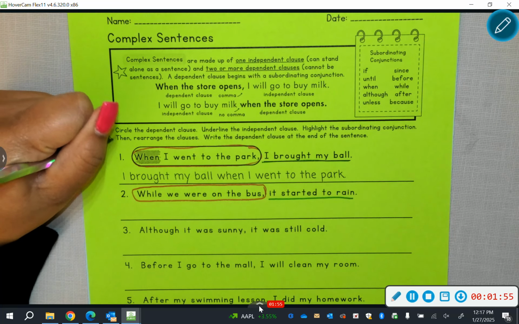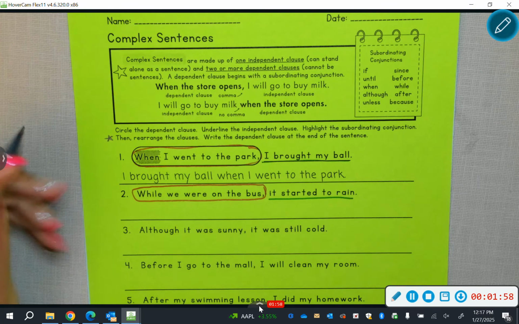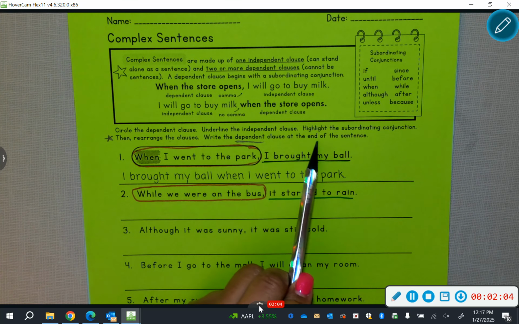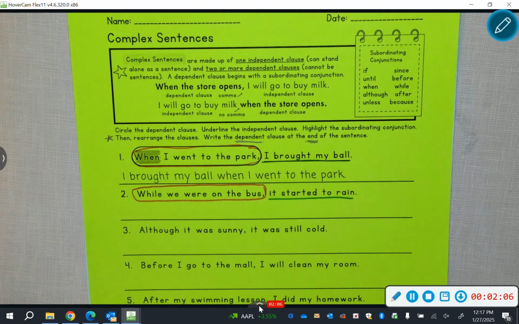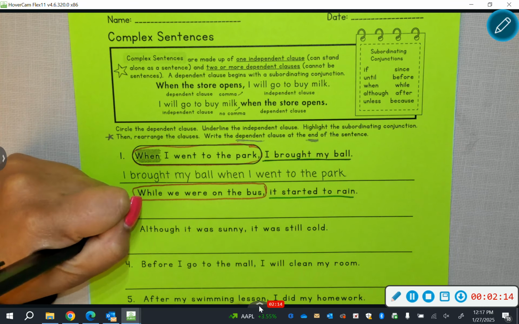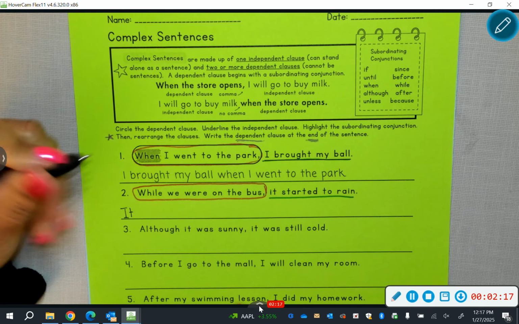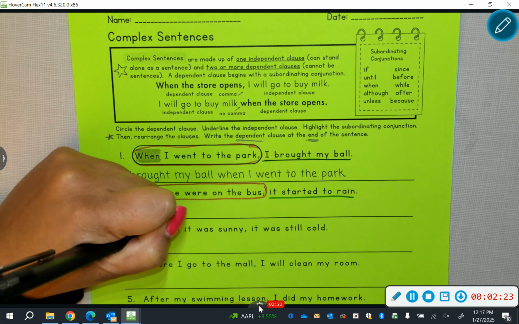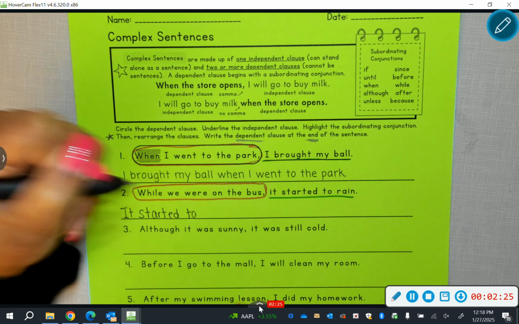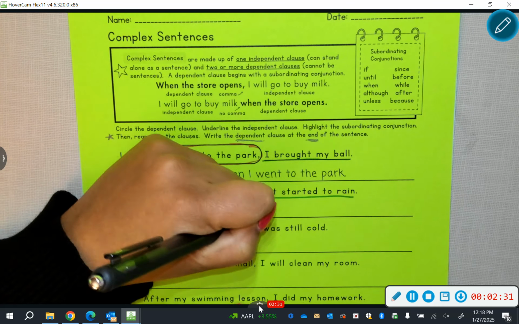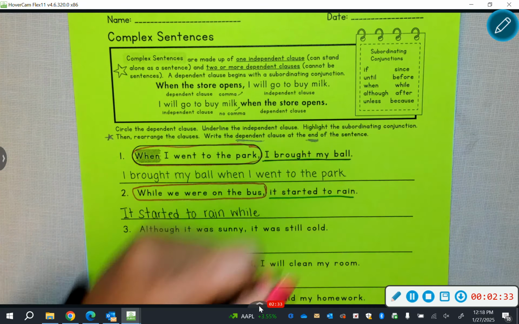It says rearrange the clauses, write the dependent clause at the end of the sentence. Okay, so I'm going to rewrite. It started to rain, and don't forget to use capital letters and punctuation. It started to rain while we were on the bus.